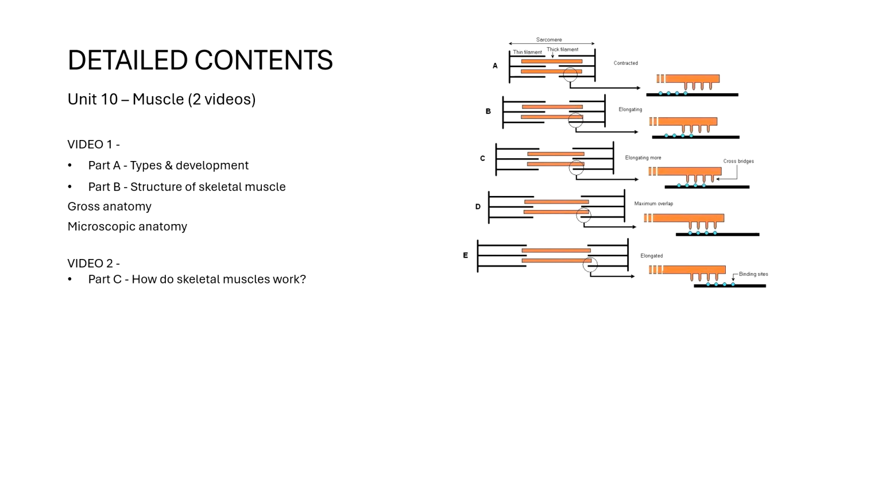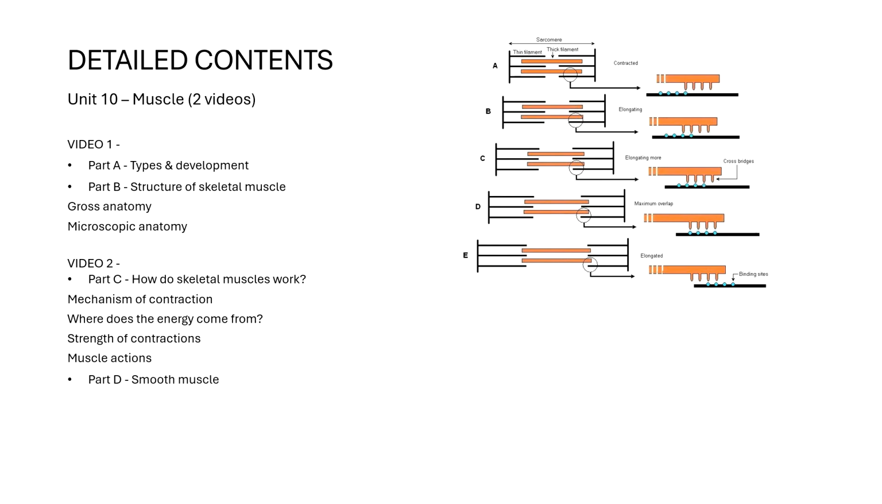Video 2 deals more with the function. Part C is how do skeletal muscles work. It includes the mechanism of contraction, where the energy comes from, strength of contractions, and muscle actions. Part D deals with smooth muscle. We'll look at the characteristics and types of smooth muscle.